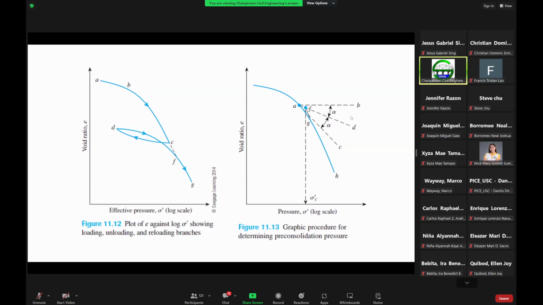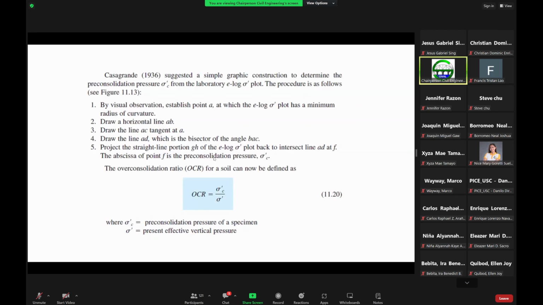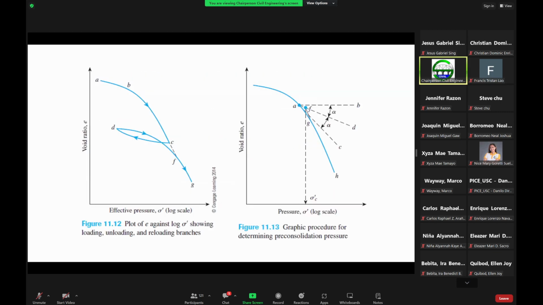And then we project the straight line portion GH of the e-log p plot back to intersect line AD at point F. That means here, if you now have a relatively straight line in this part of the curve, you try to project a straight line here back.